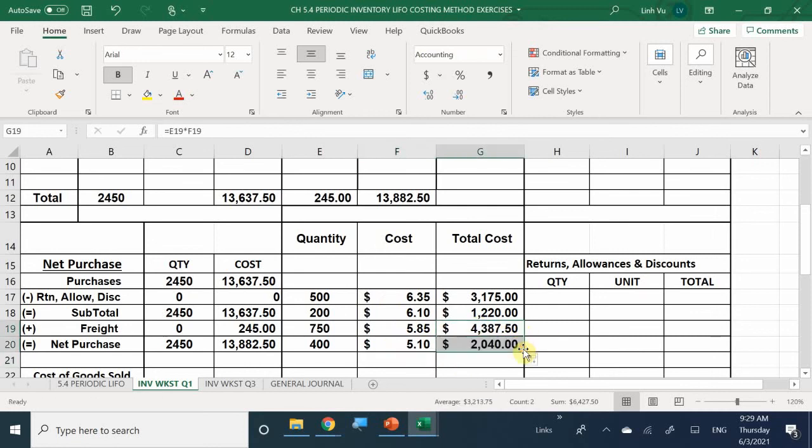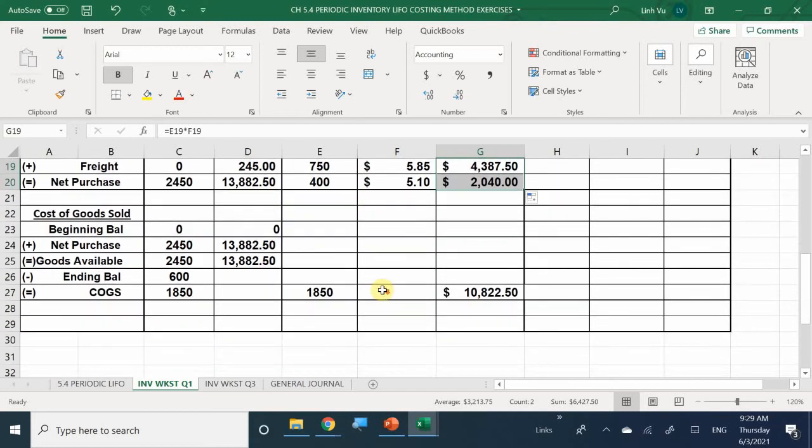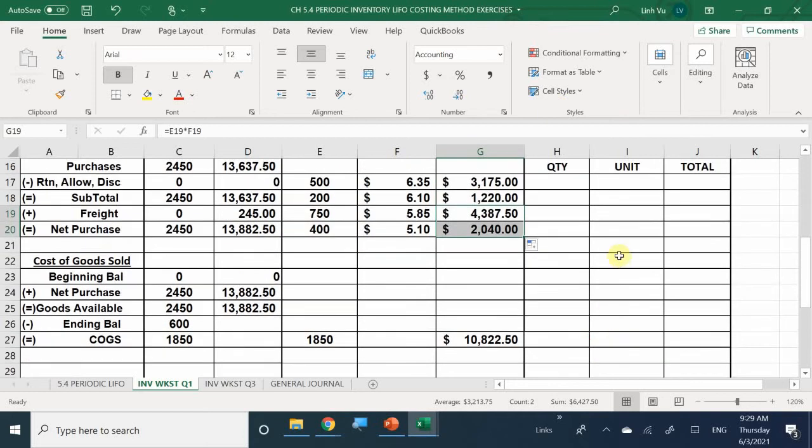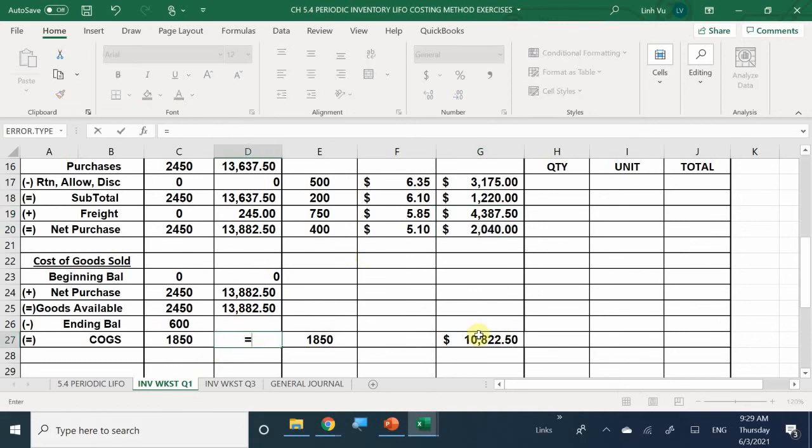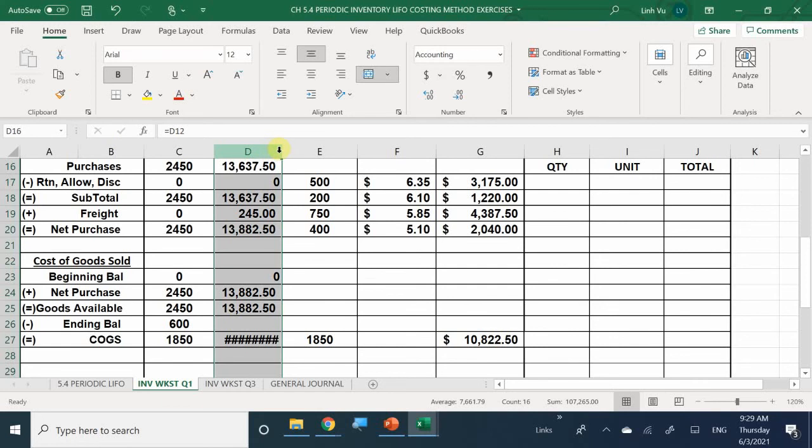2040. 2040. All right. So now I've sold a grand total of 850, and all of these 4 numbers gave me a total of $10,822.50. All right. There we have it. So, therefore, how do I solve for my ending inventory?